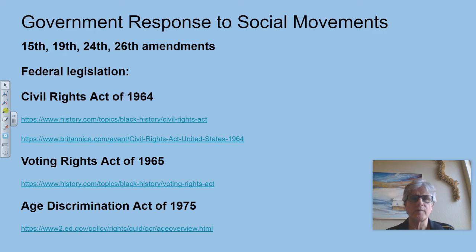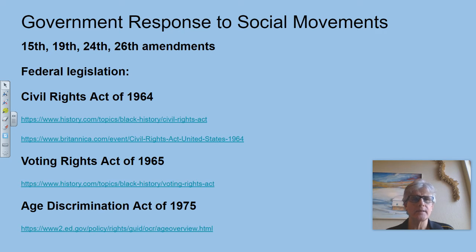We had the civil rights movement in the 1950s and 1960s. We had the women's rights movement again in the 1960s and 70s. We had the gay and lesbian rights movements in the 60s, 70s, and again in the 90s and 2000s. We had the disability movement. We had the Native American movement. So, a lot of these movements. The government response to these has basically been amendments and some federal legislation.